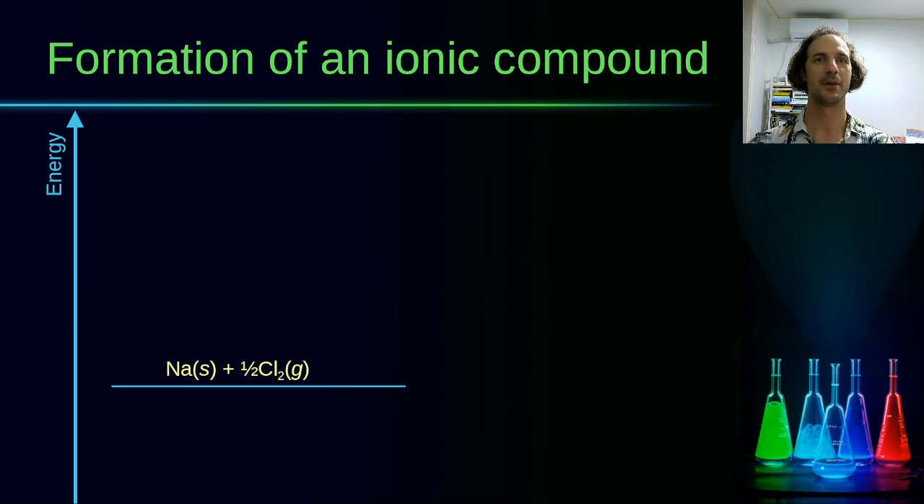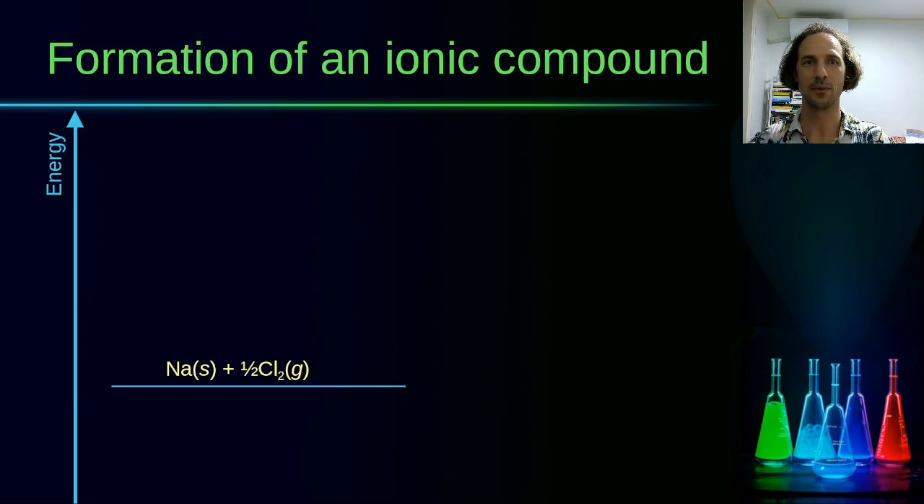So sodium is going to be a solid here. That's why we have the letter S in parentheses next to the symbols over there. And we will have chlorine as a gas. That is what the G next to the symbol stands for. And sodium is a metallic solid and chlorine is a diatomic gas.